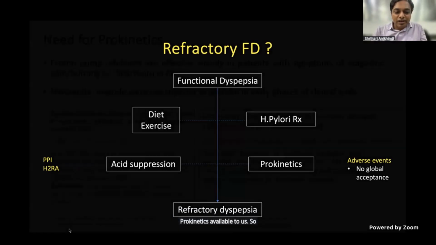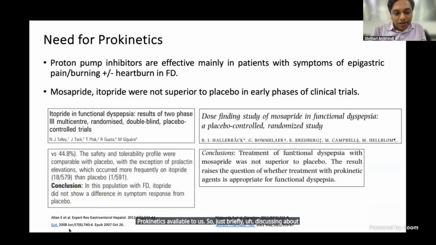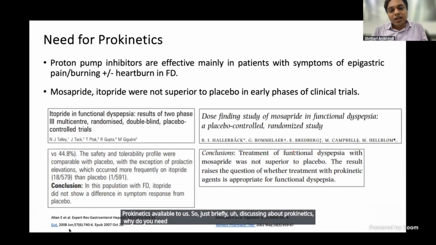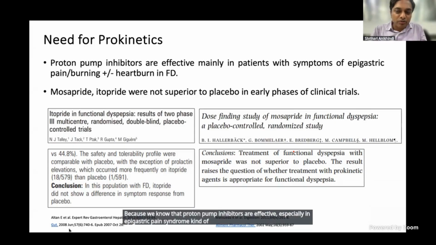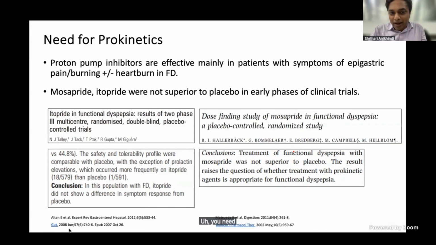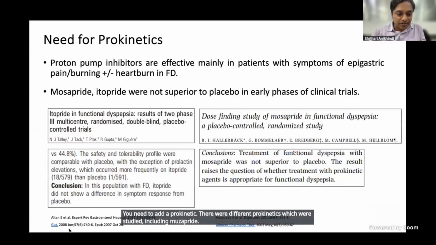So just briefly discussing prokinetics, why do you need prokinetics? Because we know that proton pump inhibitors are effective, especially in epigastric pain syndrome kind of dyspepsia. But when you talk of a postprandial distress syndrome, you need to add a prokinetic. There were different prokinetics which were studied, including mosapride, itopride, etc.